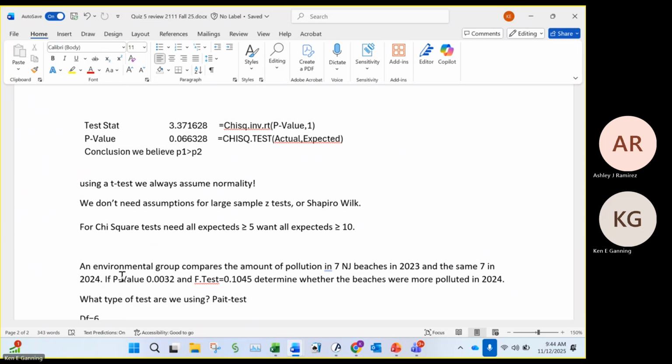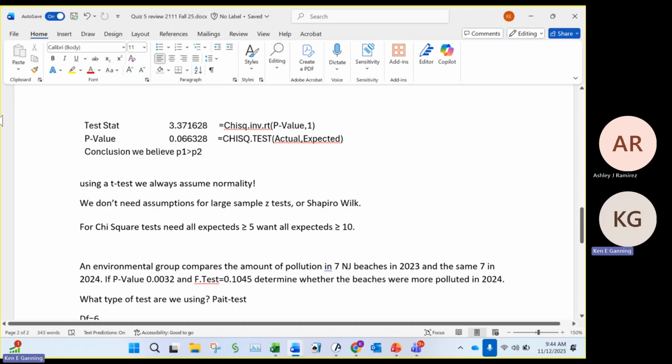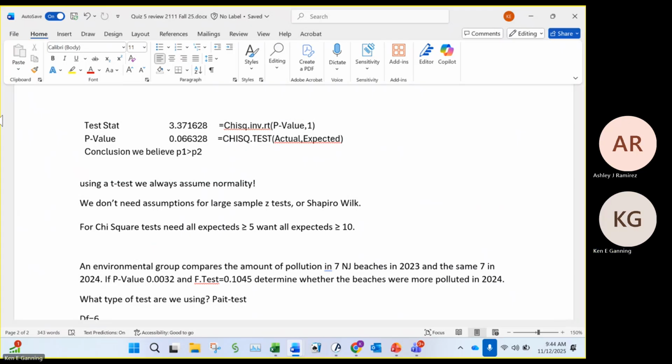Okay. What type of test are we using? Are we using a z-test? Yes, no, why? Who says you're shaking your head? You say no. Why would you say no? Less than 30 data points in each case.